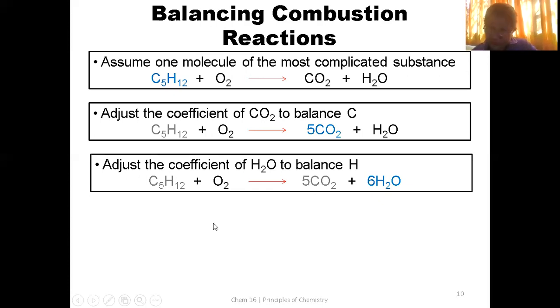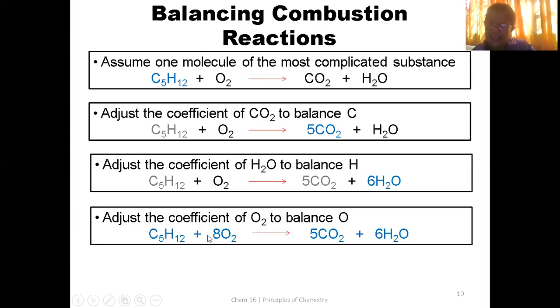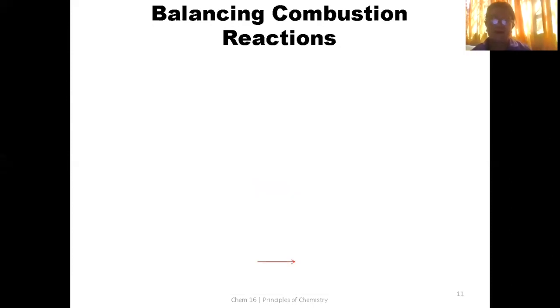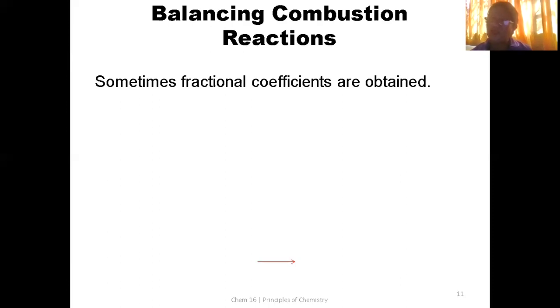Then the last part that you are going to balance is the oxygen. You get now the total for your oxygen. 5 times 2 is 10. 6 times 1 is 6. That is 10 plus 6, 16. So what are you going to add here? It's 8 to make it 16. So the equation now is balanced, and this is the combustion reaction. You can check it by looking into the number of atoms of each element in the reactant and in the product. But there are tendencies that your coefficients are fractional. For instance, here.